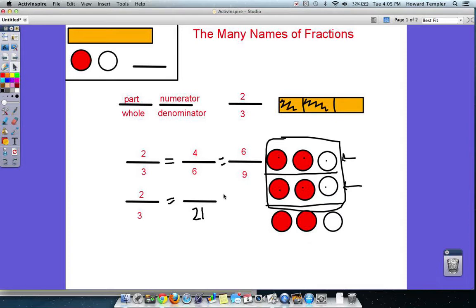Well, we saw that 2/3 is equal to 4/6 and is equal to 6/9, and we found that by continuously increasing this group by the denominator, groups of 3, and every time we increased a group of 3, we shaded 2, or 3 circles, and 2 are red. So you can continue to do that until you get to a denominator of 21, and right now, remember, we have a denominator of 9. So you can keep adding 3 parts.